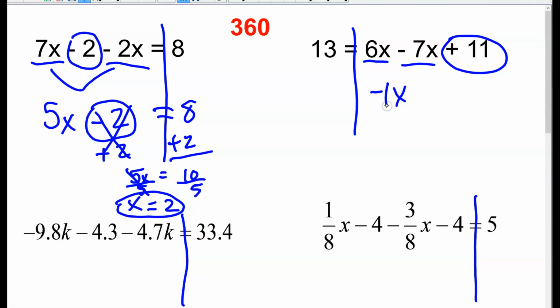And I'm going to put a negative 1 there. I'll show you why here in a minute. And then plus 11, because that constant term stays the same. It's not changing. There's nothing combined with it, and it still equals 13, okay? So now I'm left with something that looks like this.